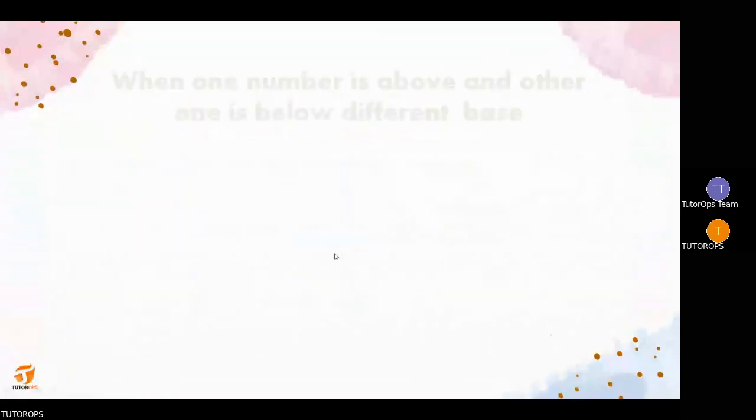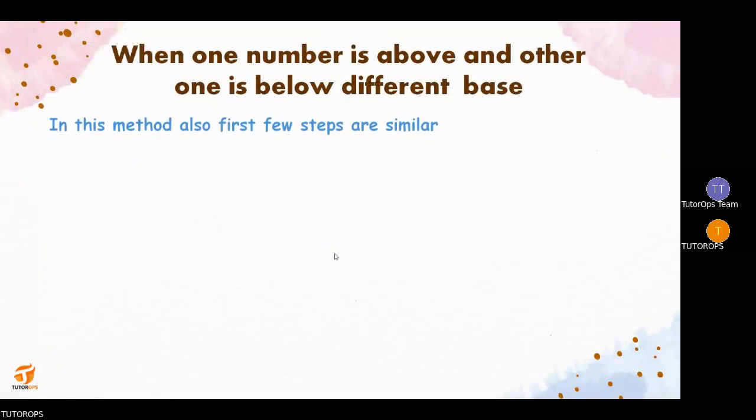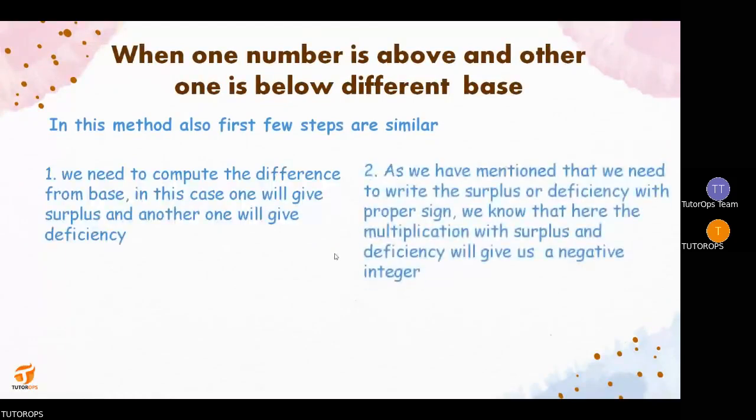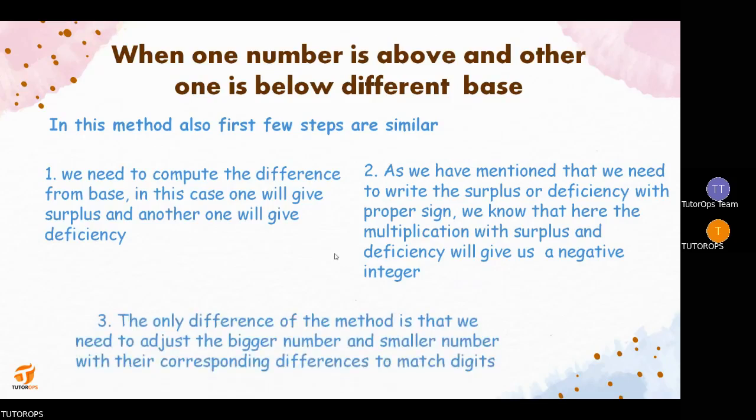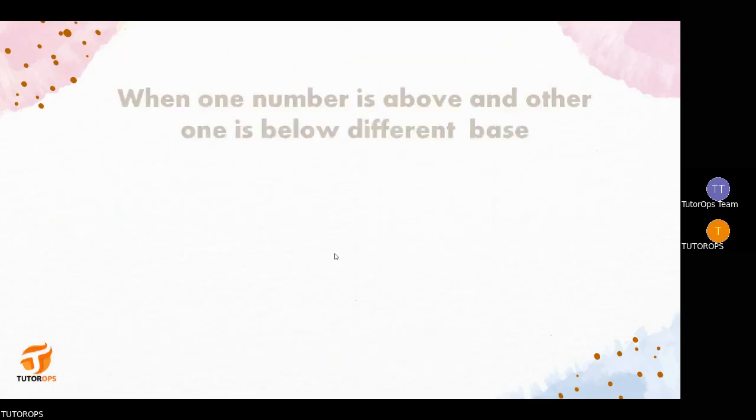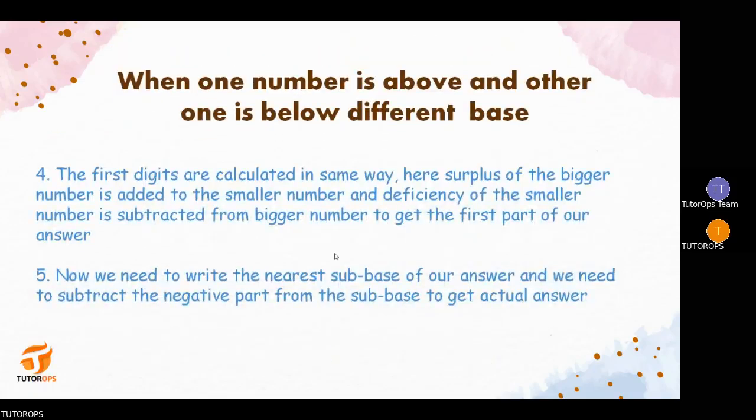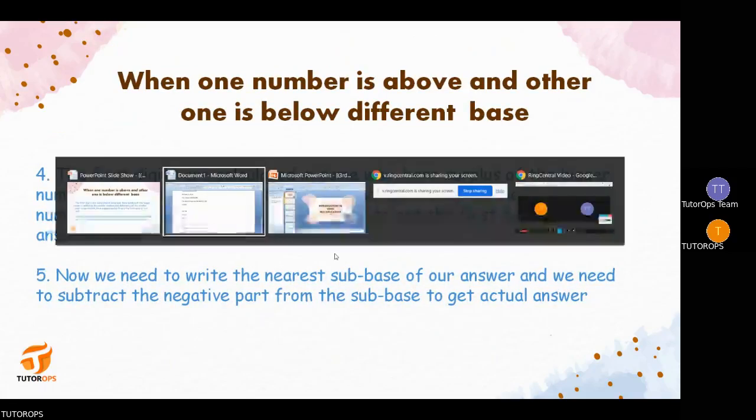Now, when one number is above and one number is below with a different base, in this way I have two procedures. We need to compute the difference similarly. I know that here also a deficiency and a surplus will give us a deficiency. The only difference in the method is that we need to adjust the bigger number and the smaller number with the corresponding difference to match digits. But how can we do that? Okay, so let me take the way I am doing this thing.